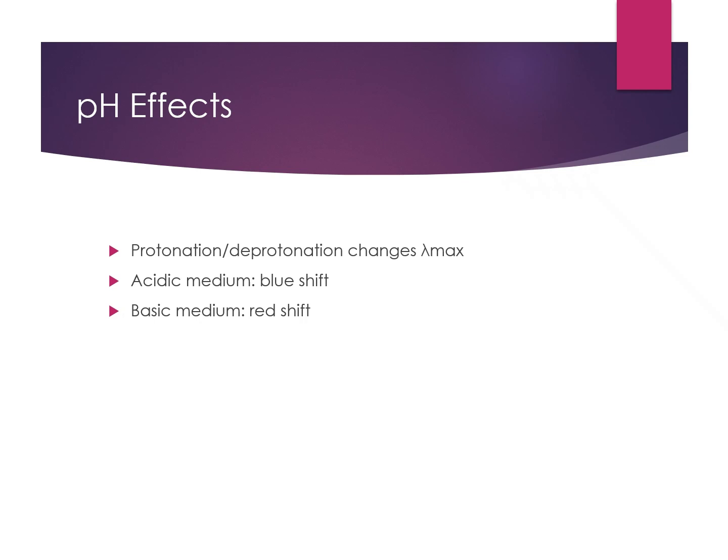Now we will discuss the pH effects. pH changes alter the ionization state of a molecule. In acidic conditions, groups may become protonated, disrupting conjugation, causing a blue shift. In basic conditions, groups may become deprotonated, increasing conjugation, causing a redshift.